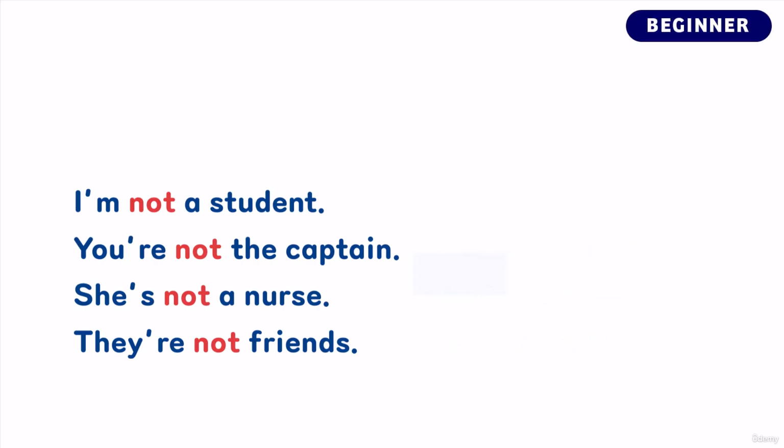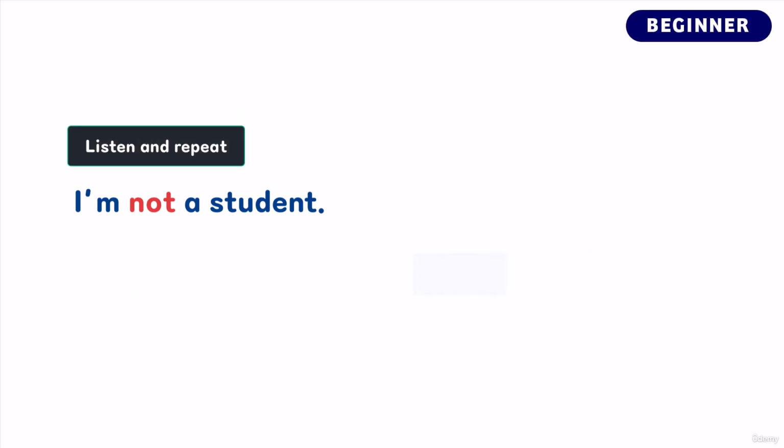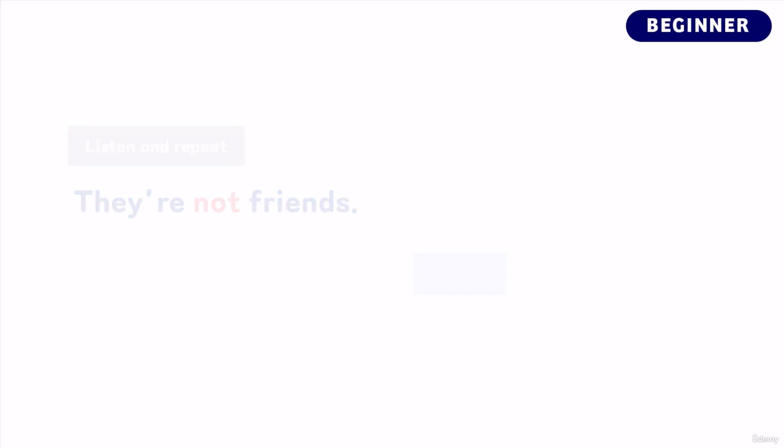Let's now do a speaking practice with these sentences, and we'll focus on sentences that contract the subject and the verb to be. Repeat after me. I'm not a student. You're not the captain. She's not a nurse. They are not friends. Great job, well done.